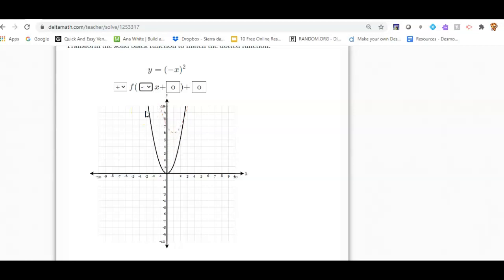See how it reflects and flips over? But it doesn't really change anything, so we'll leave it as it is. Next, let's look at this second number here. Actually, the second number in the parentheses and the second blank. Let's try to figure out how much I have to move to the right.